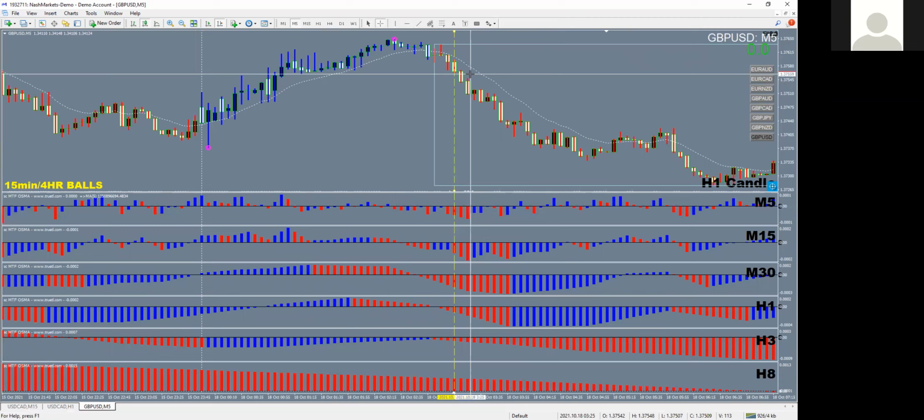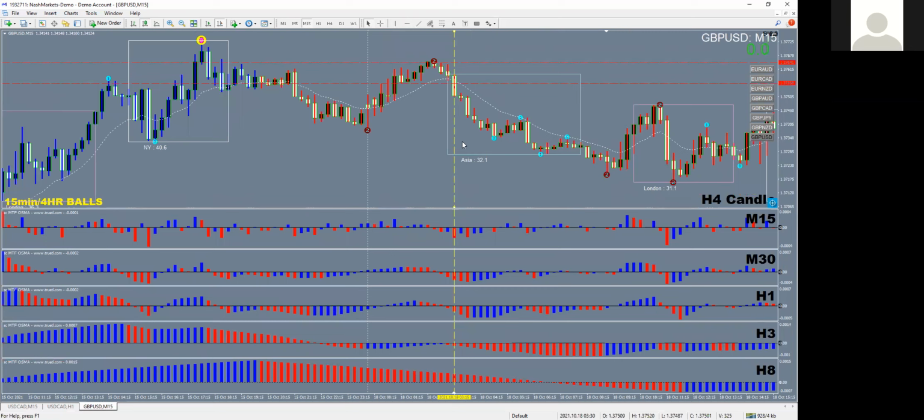Okay. Now, where's the stop loss? 8 pips. That's good enough. Mark your stop loss. Horizontal line, yeah. Just above the box. There you go. Now, go to the 15. Let's manage this trade.